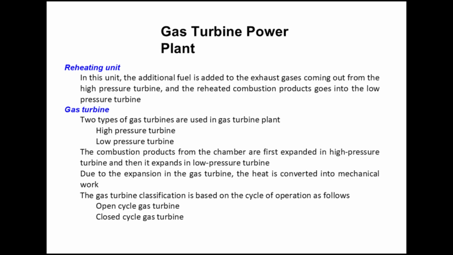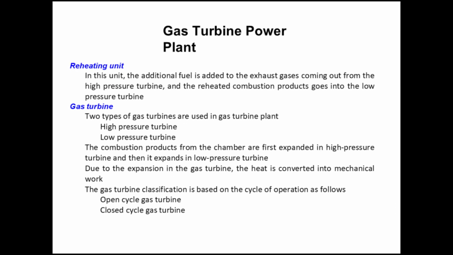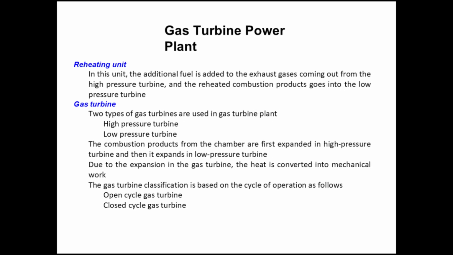Gas turbine power plant. Reheating unit. In this unit, the additional fuel is added to the exhaust gases coming out from the high pressure turbine and the reheated combustion products go into the low pressure turbine.